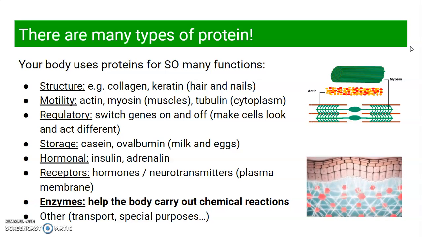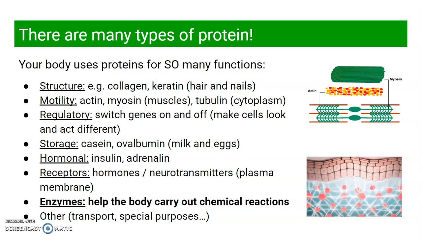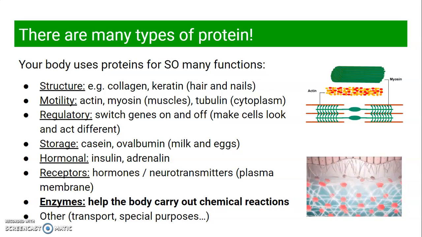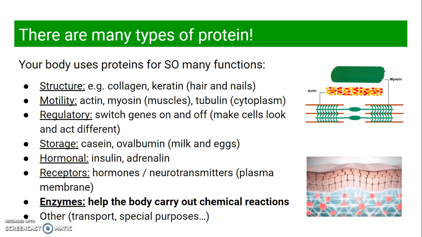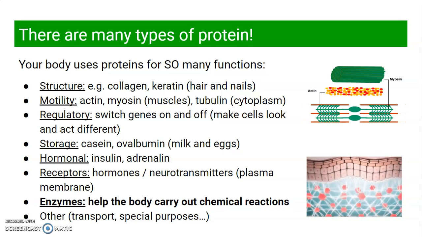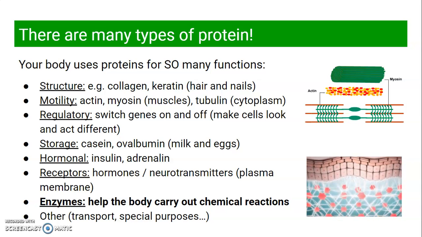So we have proteins that are responsible for structure in the body, like collagen in your skin, which keeps your skin nice and tight and depletes over time, so you get all wrinkly. Keratin in your hair and your nails, keeping them nice and strong. So that's a protein whose job it is to maintain structure.